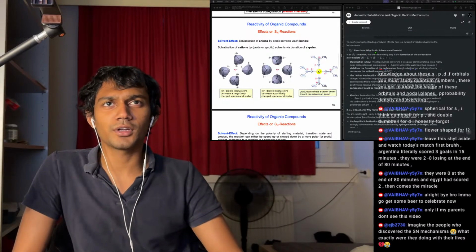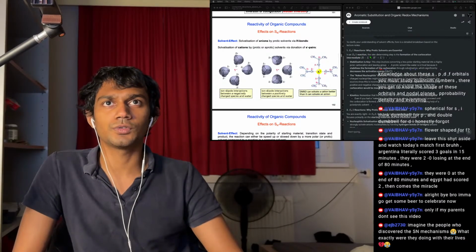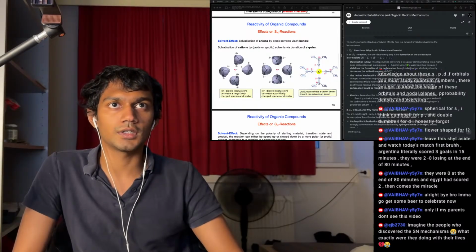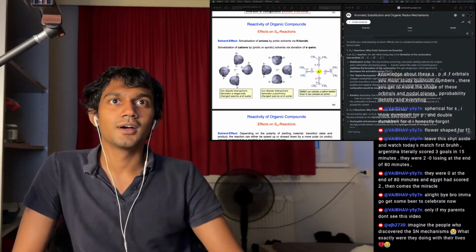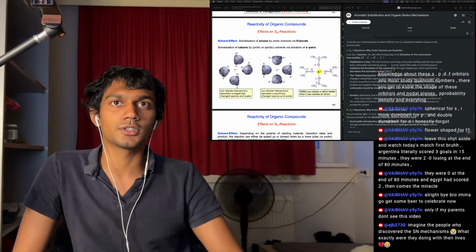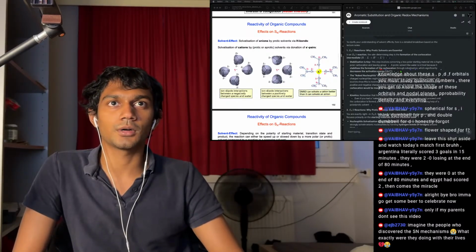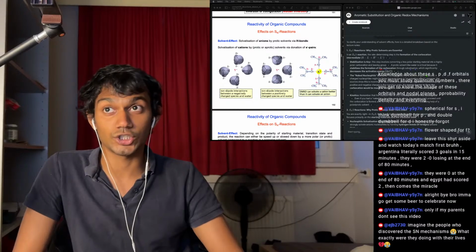SN1 reaction. Why protic solvents are essential? In an SN1 reaction, the rate determining step is the formation of the carbocation intermediate. Stabilization is key. This step involves converting a less polar starting material into a highly polar carbocation and leaving group. A protic solvent like water is critical because it stabilizes the formation of the carbocation through solvation.